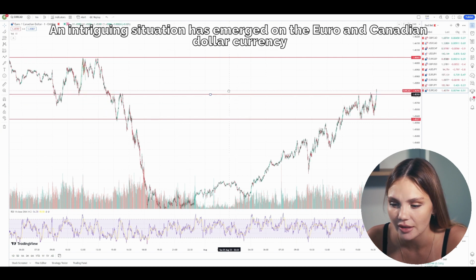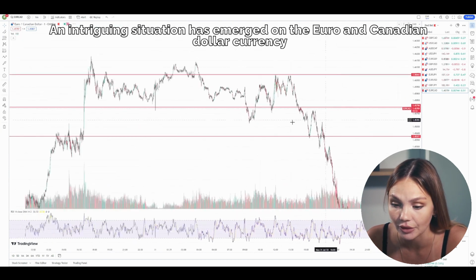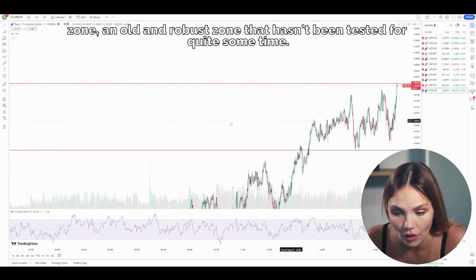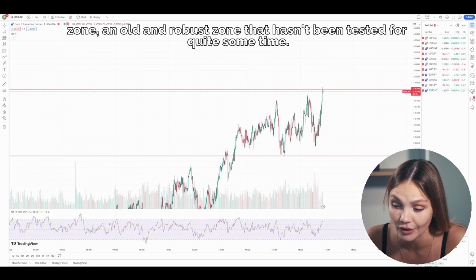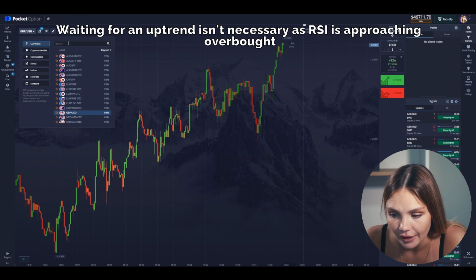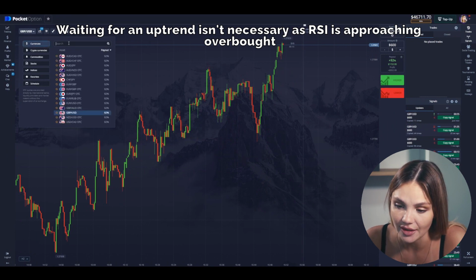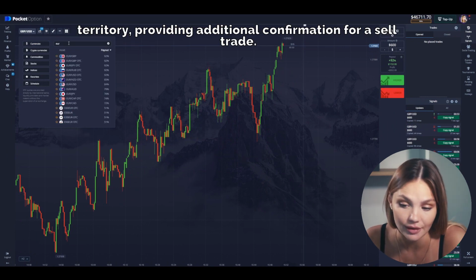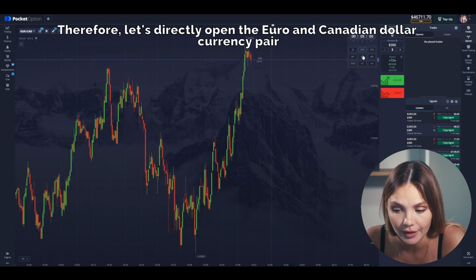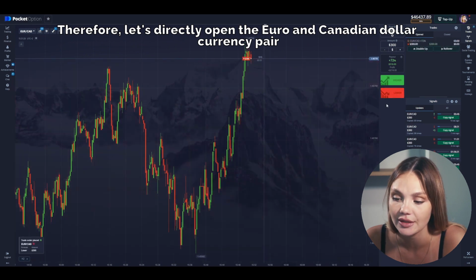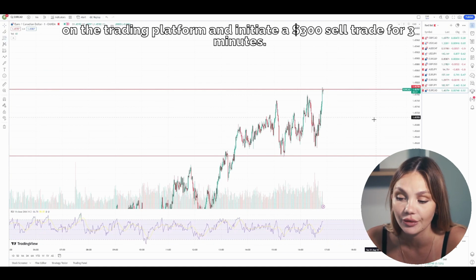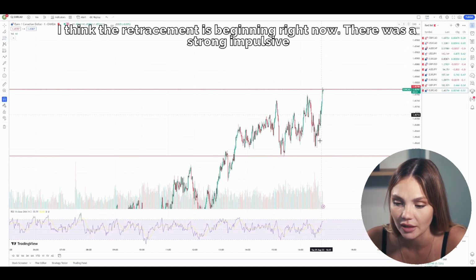An intriguing situation has emerged on the Euro and Canadian dollar currency pair. As you can see, the price has approached the resistance zone, an old and robust zone that hasn't been tested for quite some time. I believe it's suitable to open a sell trade here. Waiting for an uptrend isn't necessary as RSI is approaching overbought territory, providing additional confirmation for a sell trade. Therefore, let's directly open the Euro and Canadian dollar currency pair on the trading platform and initiate a $300 sell trade for 3 minutes. I think the retracement is beginning right now.